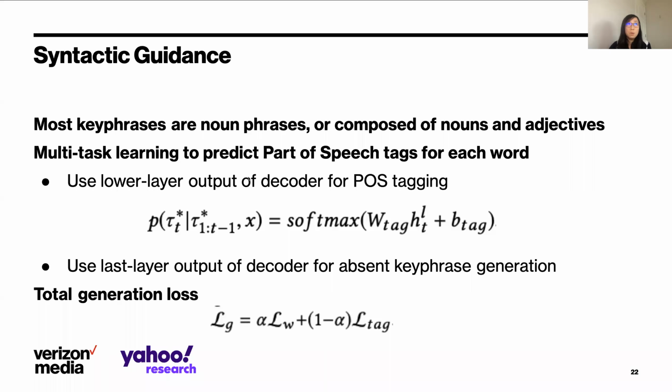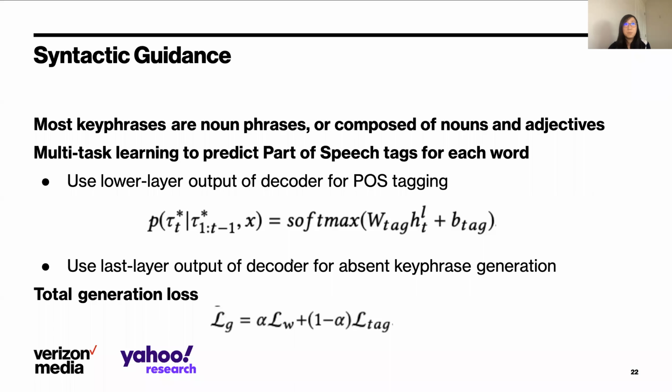So to this purpose, we are introducing a multitask learning to predict the part of speech tag for each word. This multitask learning shares the same architecture as the generation task. Just here, we are using a lower layer output of the decoder to predict the distribution over a part of speech tag vocabulary.